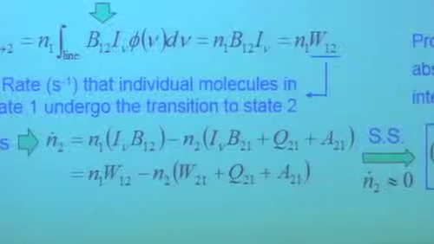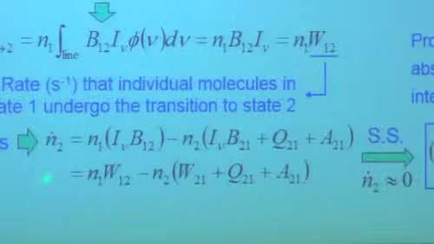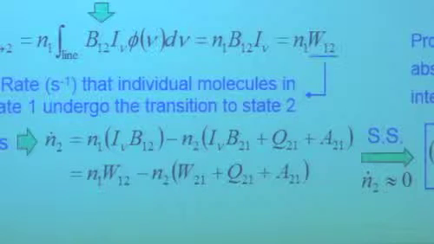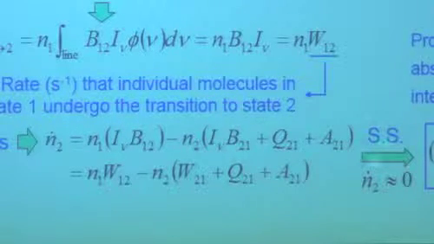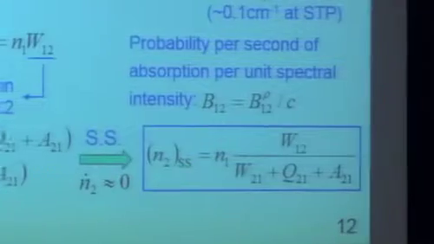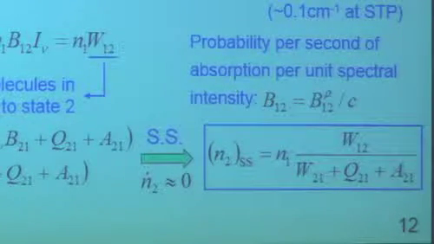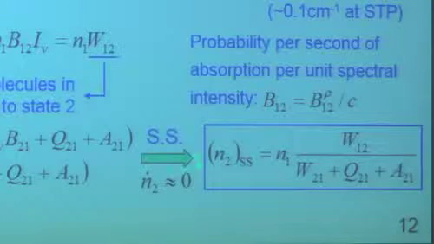And what do we do when we invoke a steady state argument? We say that the time rate of change of N2 is small compared to the magnitude of these two terms. So we'll set it equal to 0. That is, we'll set the left-hand side equal to 0. Then you can solve for N2. So that N2 steady state is given by this simple equation.